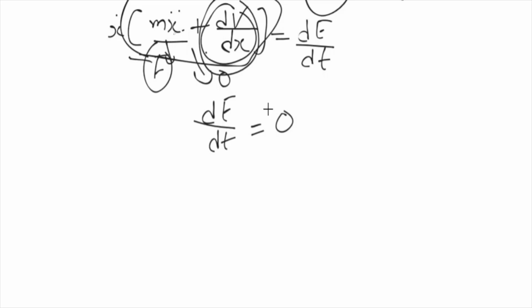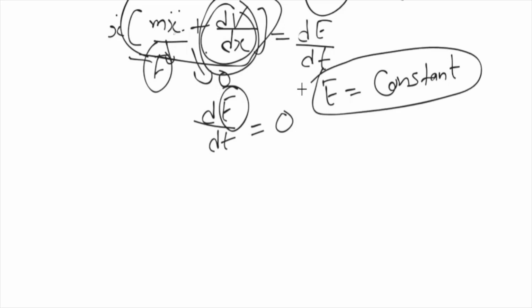If dE/dt is equal to 0, what does it mean? It means that our total energy E is conserved, or E is equal to a constant. Using Newton's second law of motion, our total energy E is conserved. But this we have taken for one particle only, moving in one dimension only. So what happens when there are more dimensions of space? We are sticking here only with one particle at the moment, but more dimensions of space.